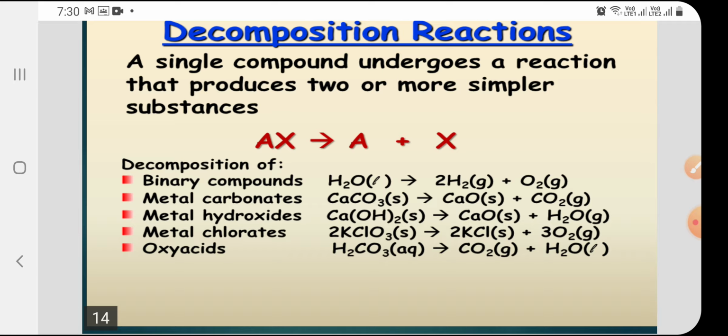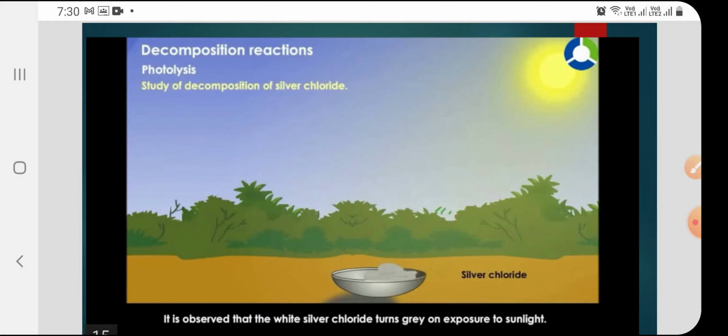Now let's start. This is the decomposition reaction by sun. Now you see that if we keep something in a plate like silver chloride, and when the silver chloride gets enough light of the sun, then slowly and gradually it starts decomposing. So we call that kind of decomposition photolysis or photolytic decomposition. It is observed that white silver chloride turns gray on exposure to sunlight.